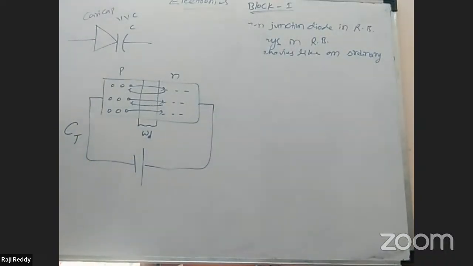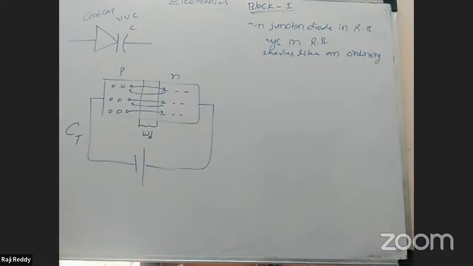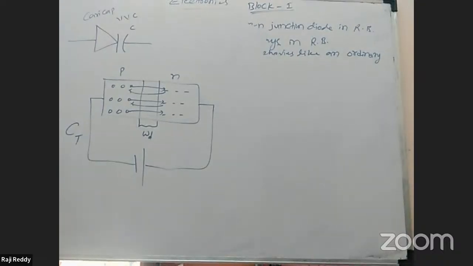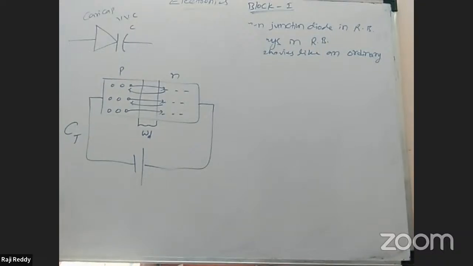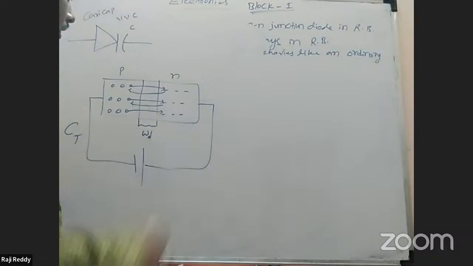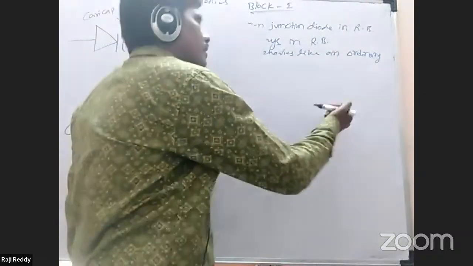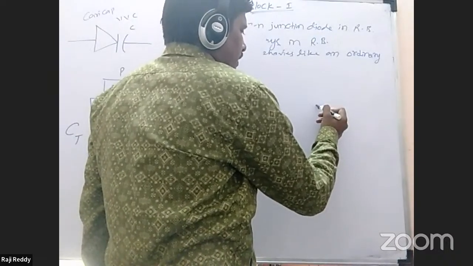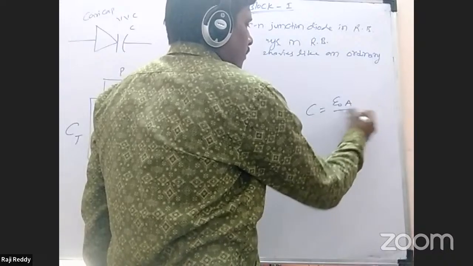The transition capacitance CT established by the isolated uncovered charge is defined by the charge. We know capacitance and the parallel plate capacitor from the previous topic. For a parallel plate capacitor, the capacitance C is equal to epsilon naught A by D.